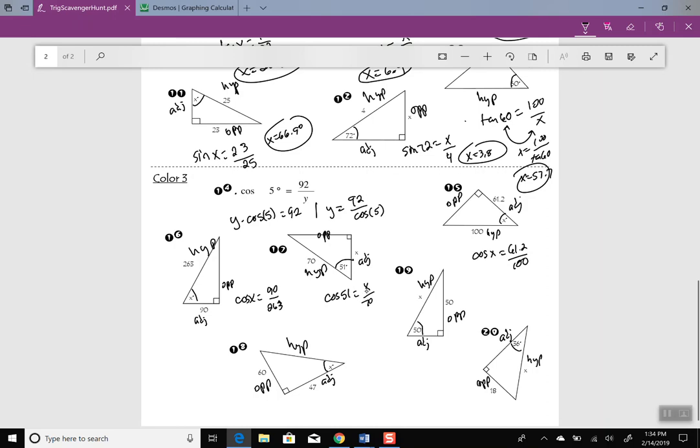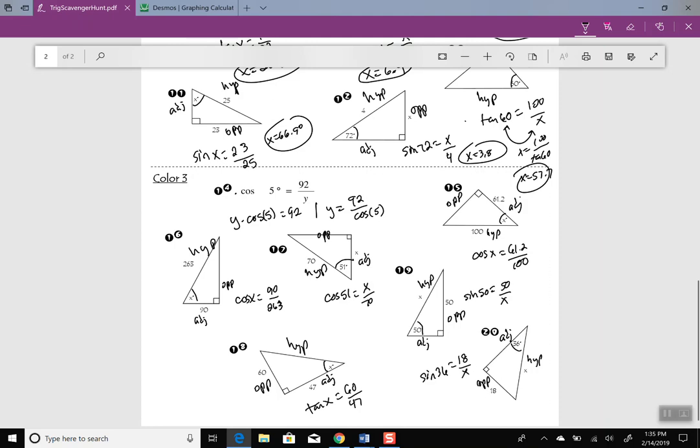Adjacent over hypotenuse. 19, I care about the opposite and the hypotenuse, that's going to be sine. Sine of 50 equals opposite over hypotenuse. 18, I care about the adjacent and the opposite. It's going to be tangent. So tan of x equals opposite over adjacent, TOA. And the last one, number 20, I care about the hypotenuse and the opposite. So that's going to be sine. So sine of 36 equals opposite over the hypotenuse.